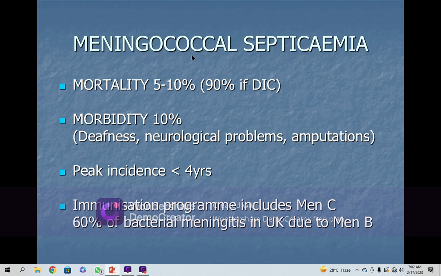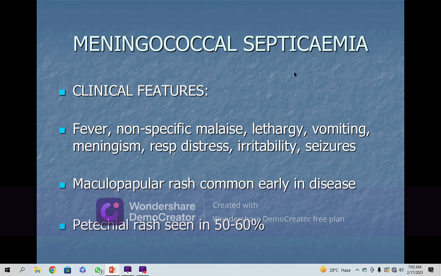This is a very important infection. The immunization program includes the meningococcal C vaccine. 60% of the bacterial meningitis in the United Kingdom, and B in the adults. Now, meningococcal septicemia, clinical features: fever, non-specific malaise, lethargy, vomiting, meningism, neck rigidity, respiratory distress syndrome, irritability, seizures. Macular pupillary rash, common early in the disease.